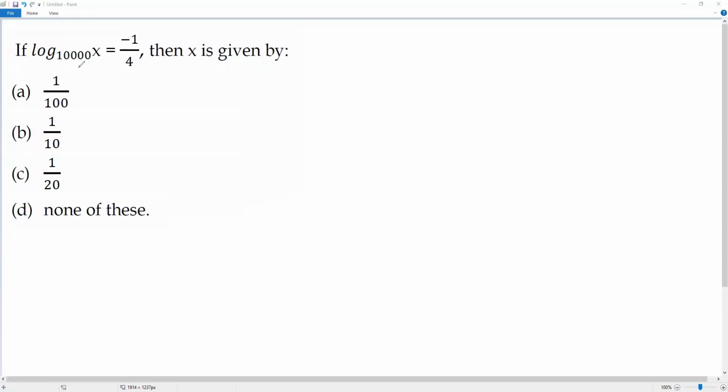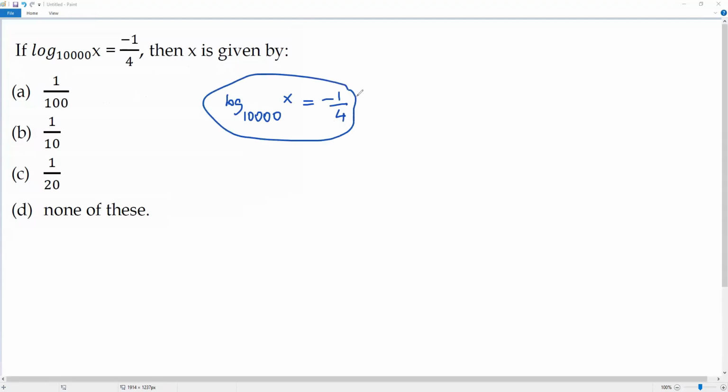If log base 10,000 of x equals negative 1/4, then x is given by. In this equation, we have to solve for x. That is, we have to find the value of x. Okay, now let me take this equation as it is. That is log base 10,000 of x equals negative 1/4.